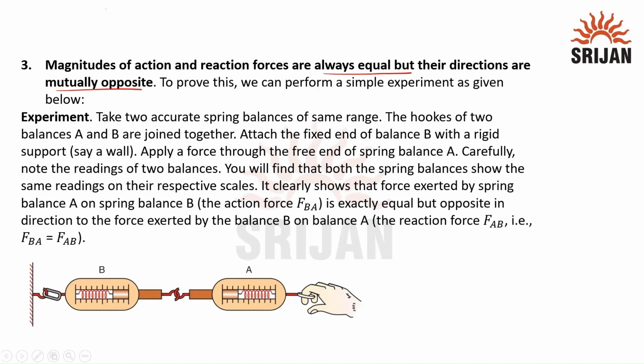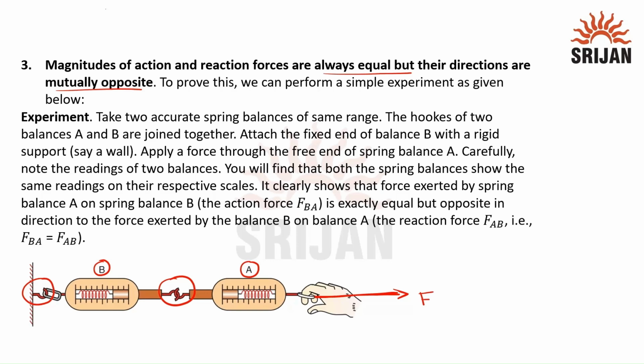To understand this point, we have done a small experiment. Let us understand this experiment. We have taken two spring balances. The first is spring balance A, the second is spring balance B. The hooks of these spring balances are joined like this. The other free end of spring balance B is connected to a rigid wall, and a force is being applied to the free end of spring balance A, like this.